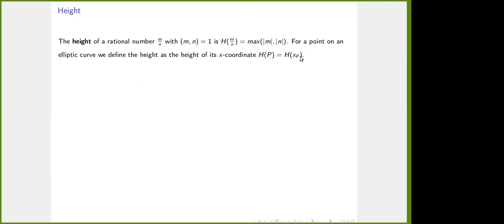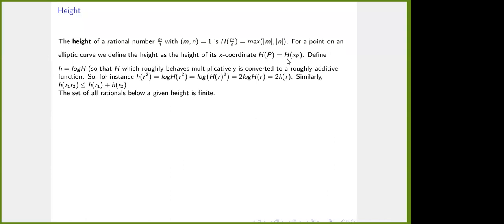You might be wondering why I'm ignoring the y coordinate, but the point is that the y coordinate is determined in terms of the x coordinate, and we'll soon see that you can get bounds for the height of the y coordinate in terms of the height of the x coordinate. So basically, we're not losing much information when we say h of P is equal to h of the x coordinate.